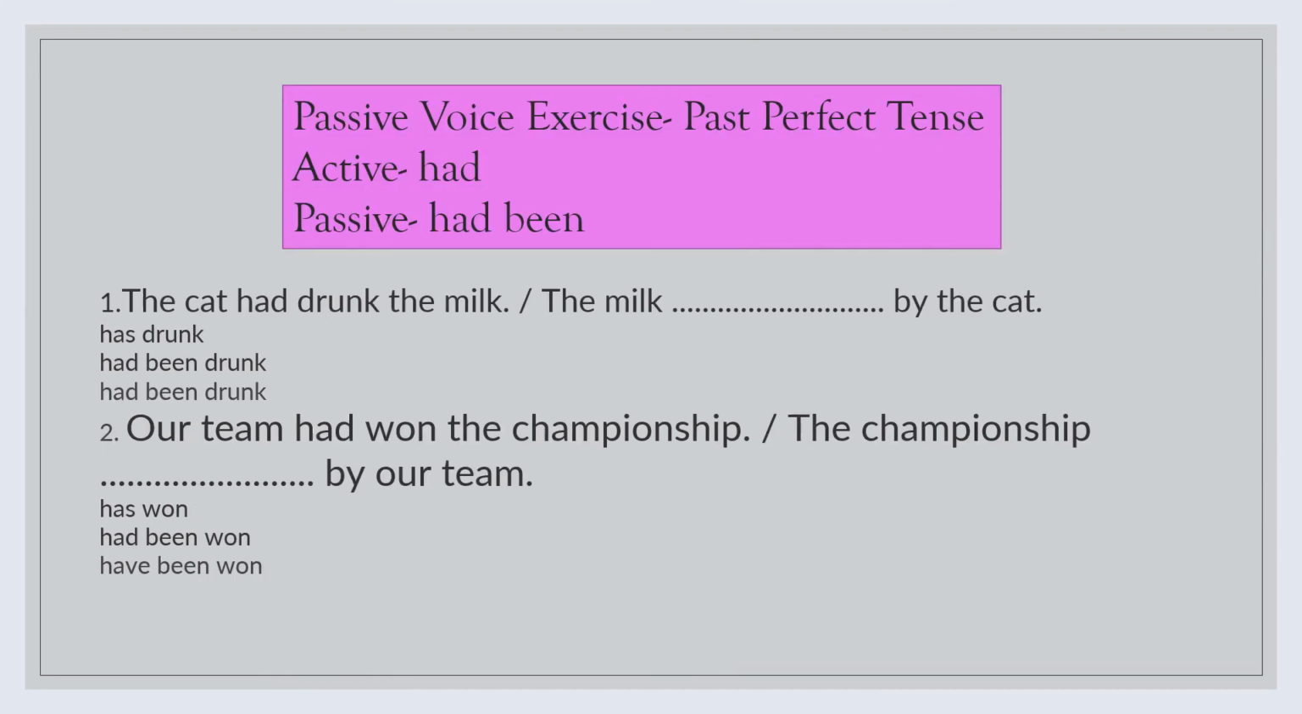Next one, past perfect tense. We use had in the active, and for passive we use had been. This is the hint. Choose the answer correctly. The cat had drunk the milk. The milk had been drunk by the cat. Very good. Our team had won the championship. The championship had been won by our team. Very good.